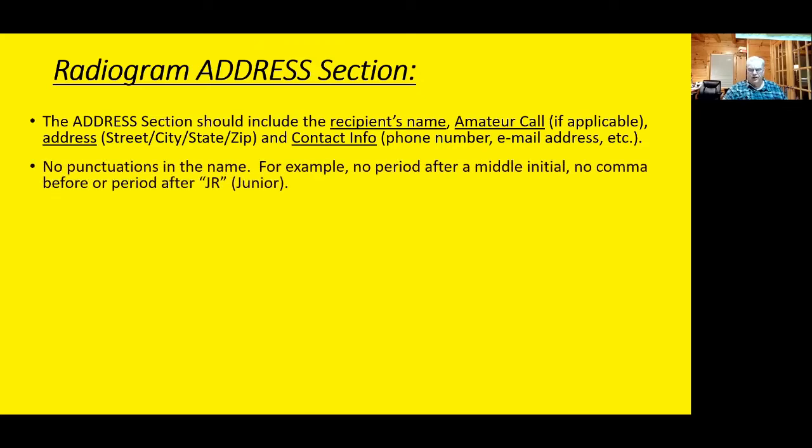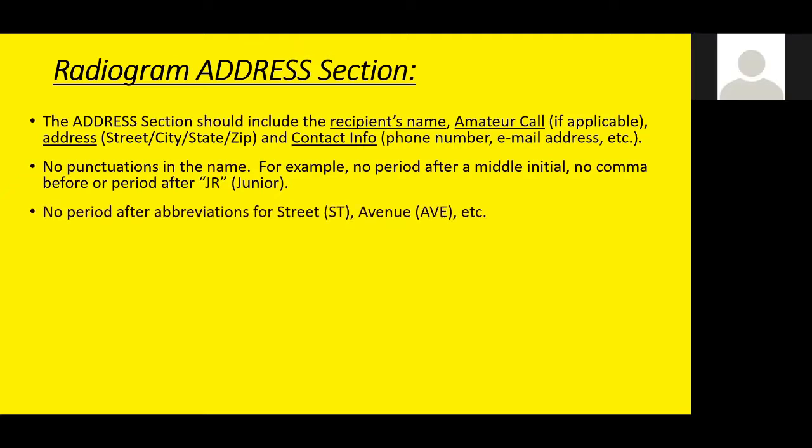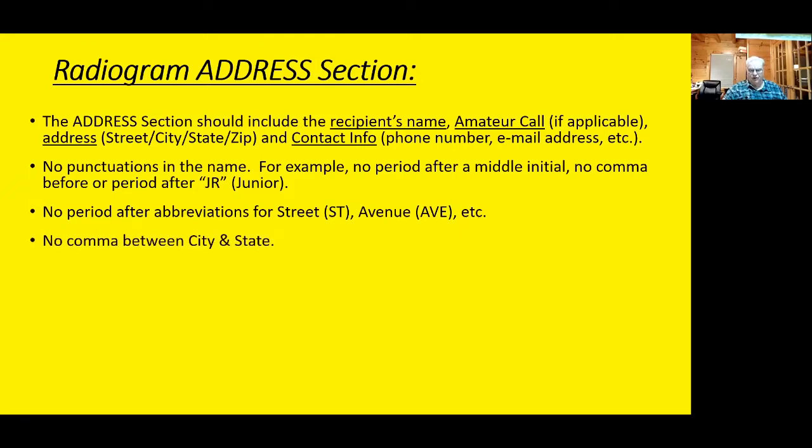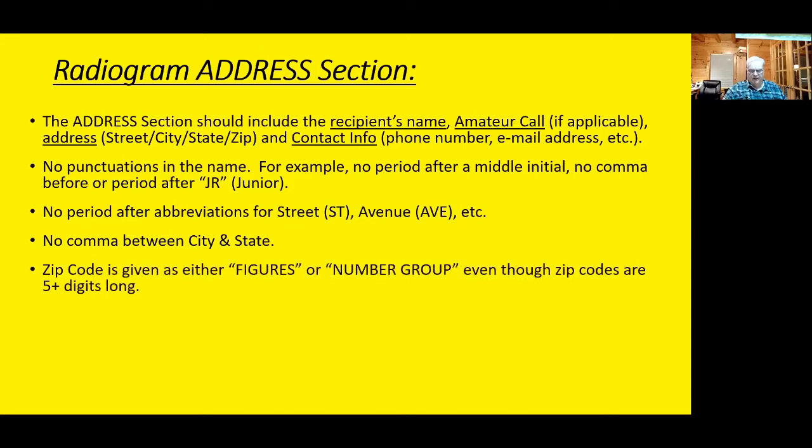When you do middle initials, junior, senior, all kinds of stuff, there's no period after it. Just put the initials in. There's no periods after street or Ave. There's no comma between city and state. Just eliminate as many of the punctuations as you can during the address section. When you give the zip code, even though it is 5 digits long, you don't say number group. You just say zip figures, and give it out that way.